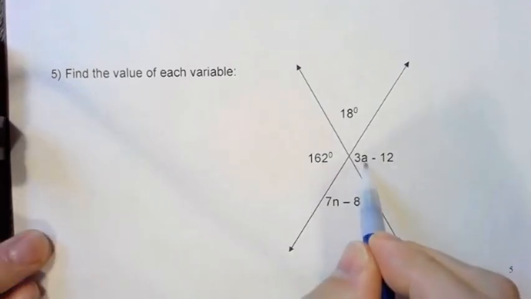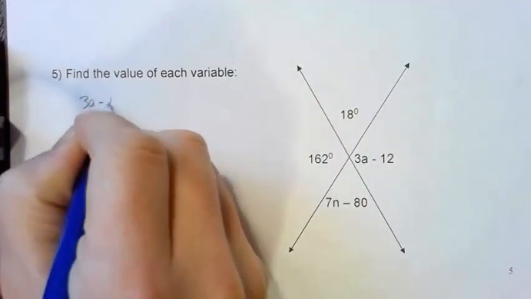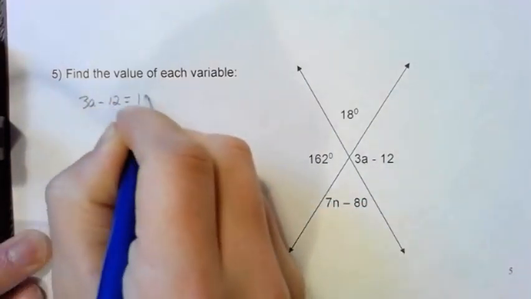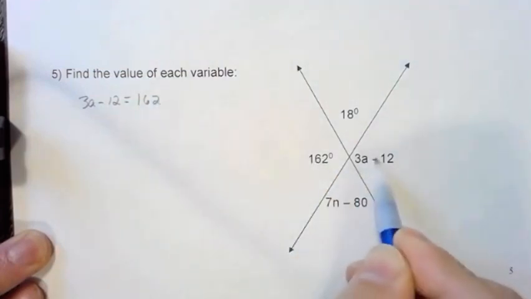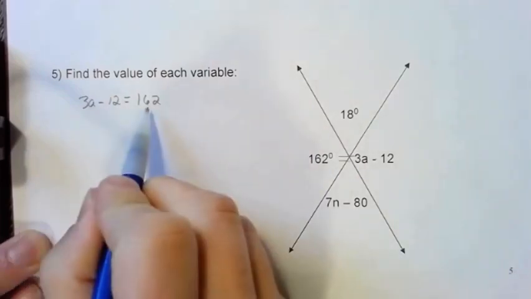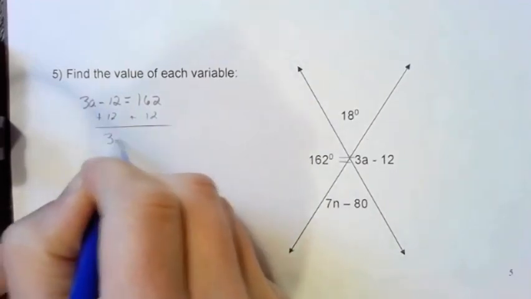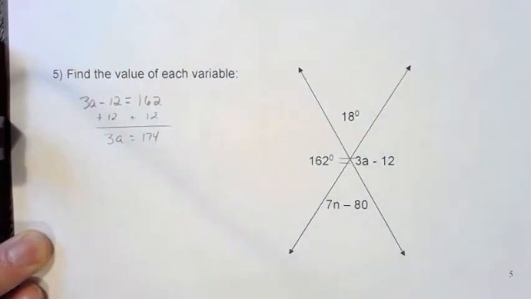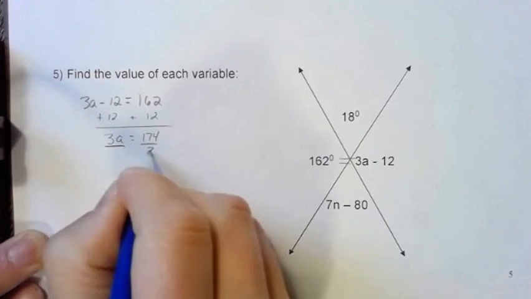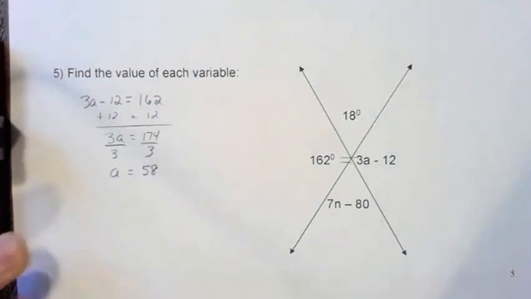So let's start with the variable a. This angle labeled as 3a minus 12 has to be equal to 162 degrees because these are vertical angles, and vertical angles are always equal. They're always congruent to each other. So 3a minus 12 is equal to 162. Let's add 12 to each side. That means that 3a is going to equal 174. And then we're going to have to divide each side by 3. And when we do that, a is going to have a value of 58.